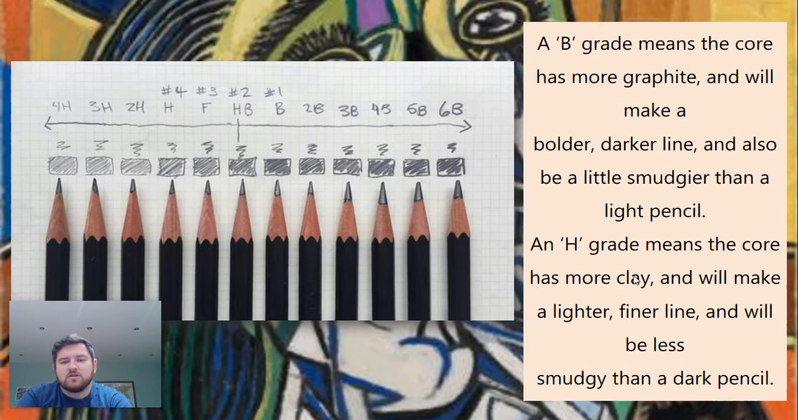And H grade means the core has more clay and will make a lighter, finer line and will be less smudgy. So there's more clay in the pencil lead. It used to be referred to as lead, but it's not made of lead anymore. So here you can see in the middle is HB because it's part clay, part graphite. They're all part clay, part graphite, but the HB is more of a split.